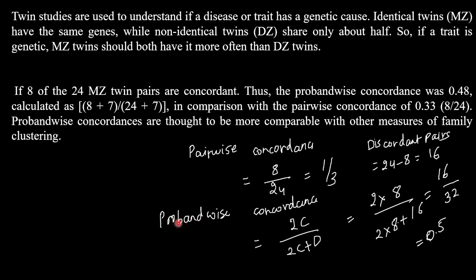So what is basically a proband? Proband is the twin which is giving you the indication that the other twin might also be affected. This is more relevant in comparison to the pairwise concordance. Because in the pairwise you are calculating everything in the form of pairs. If one pair is affected, the other is also going to be affected. But in the proband wise, we are not studying pairs. We are saying if one twin is affected, what is the chance that the other twin is also going to be affected? Proband wise concordances are thought to be more comparable with other measures of family clustering.